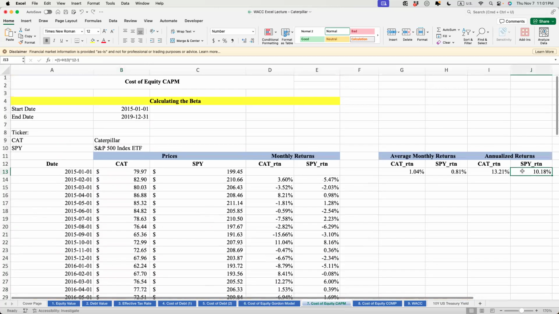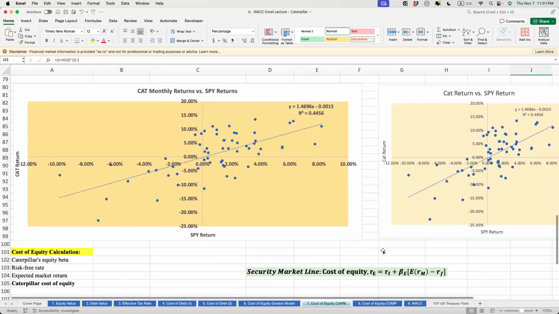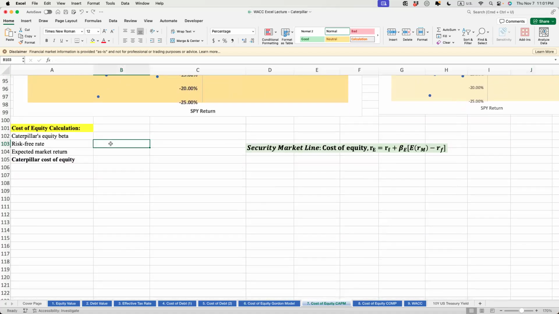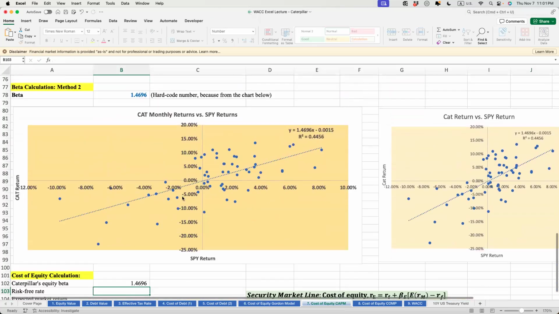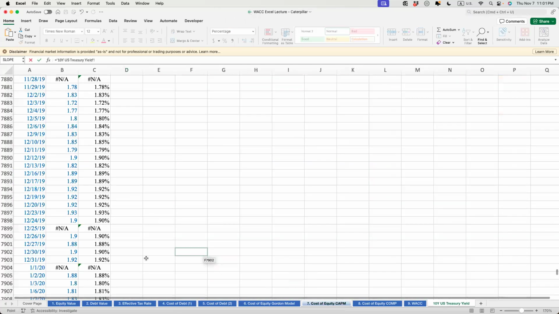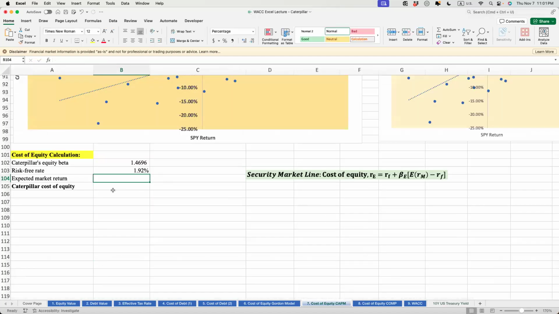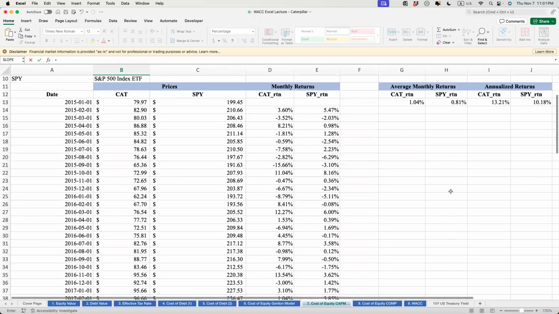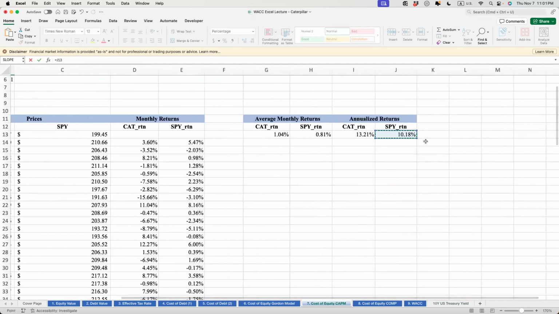We have the expected market return, and then we just need to grab that 10-year treasury yield. We will be able to solve this cost of equity using the capital asset pricing model. So the beta, we're just going to link to this slope function, derive the beta. Risk-free rate: let's go to this 10-year treasury yield one more time. We're going to find December 31st for 2019. Again, why this one is because we're analyzing Caterpillar at the end of 2019. So 1.92%. Expected market return is the annualized SPY return we calculated here.